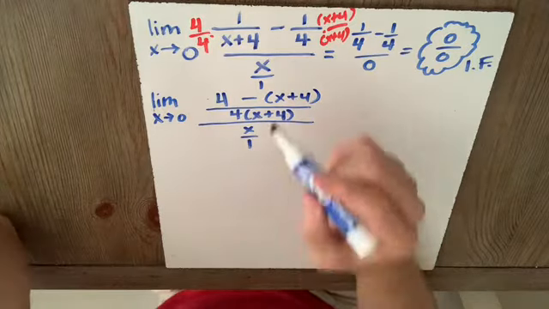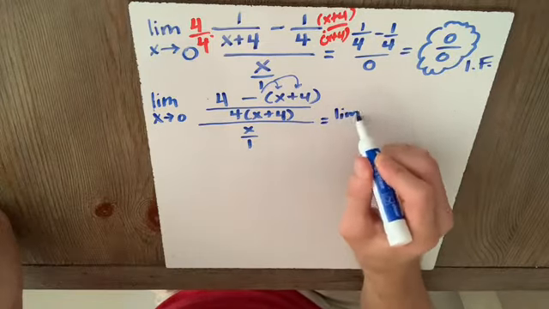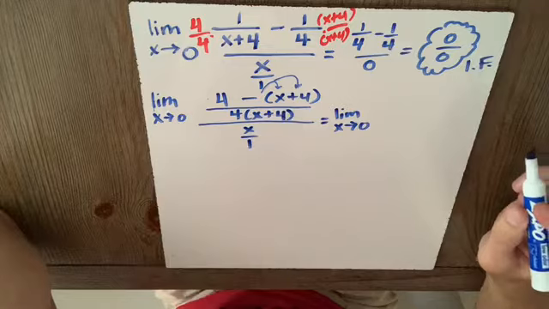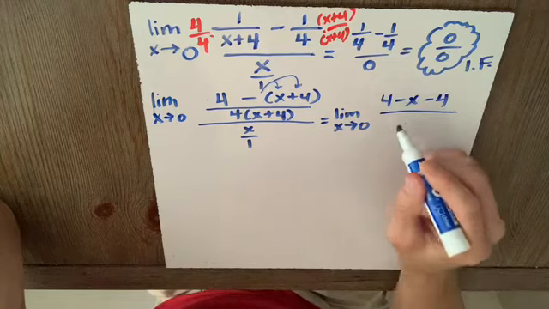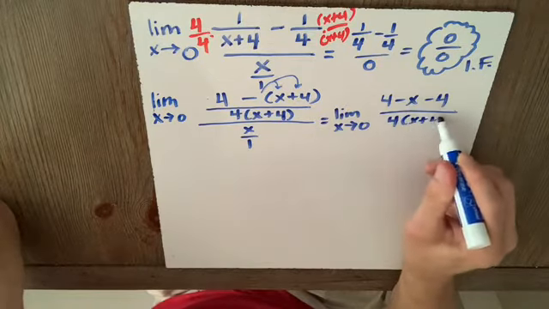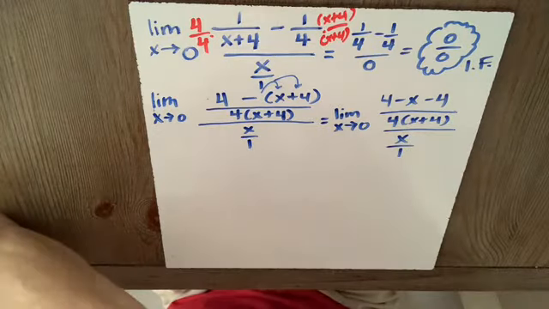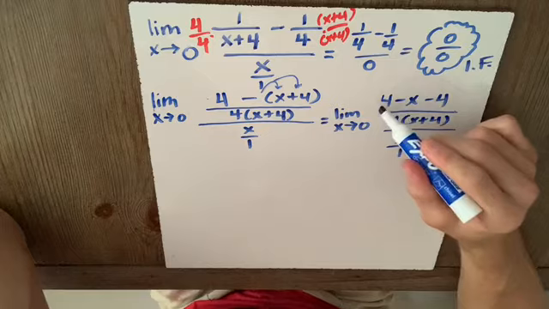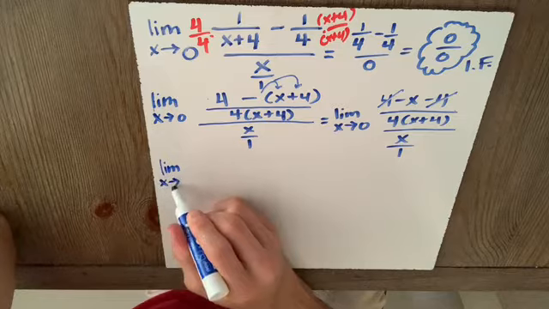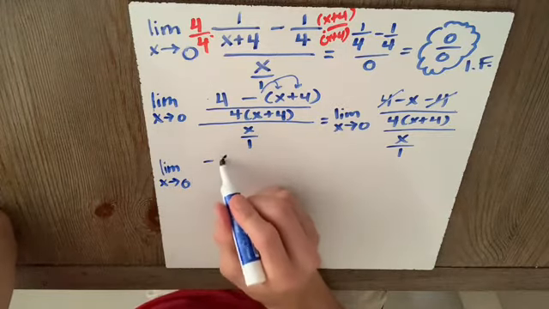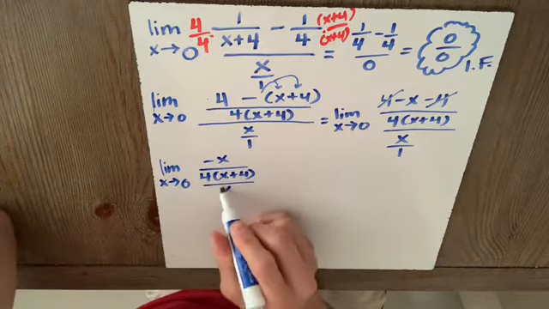The next thing I do is simplify by distributing to give me the equivalent limit as x approaches 0 of 4 minus x minus 4 over 4 times x plus 4, over x over 1. Now what I'll do here is simplify. If these have been good little 4s, they'll go off to number heaven, and we're left with the limit as x approaches 0 of the opposite of x over 4 times x plus 4, over x over 1.